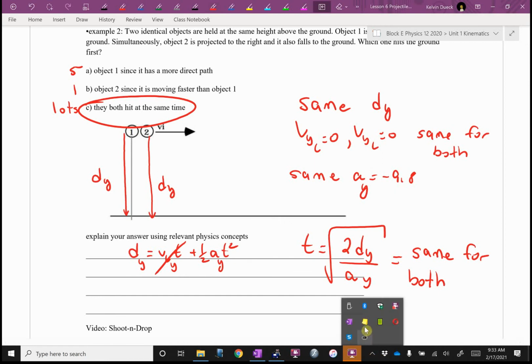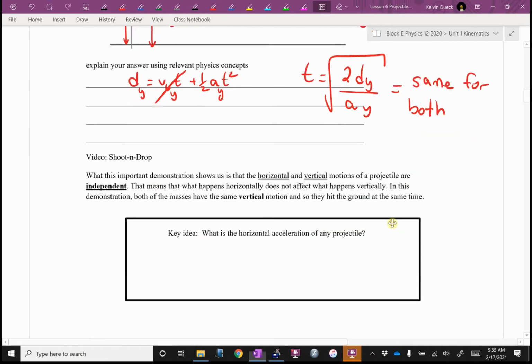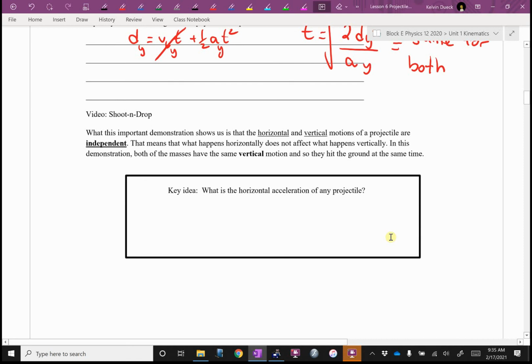Put your pencils down, look up. So what I want you to realize is that when we're looking at a projectile that's moving sideways while in free fall, Kyle, the vertical and the horizontal motions are completely independent of each other. They don't affect each other at all. What happens horizontally does not affect what happens vertically. In this demonstration that you just saw, both masses have the same vertical motion because they have the same vertical conditions.